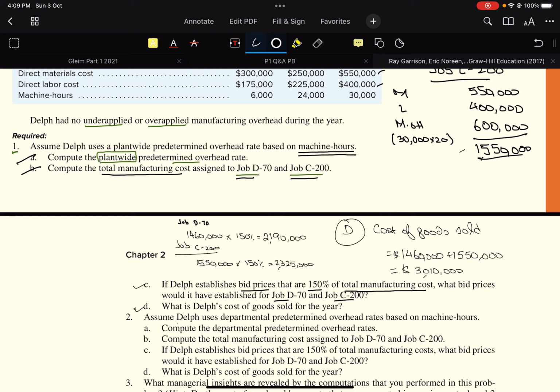Assume DELF uses departmental predetermined overhead rates based on machine hours. Compute the departmental predetermined overhead rates. Number 1, compute the total manufacturing cost assigned to job D and job C. If DELF established a bid price of 150% of total manufacturing cost, what bid prices would have been established for these? It's very easy, same process, but now they want to charge department-wise overhead cost to the jobs.